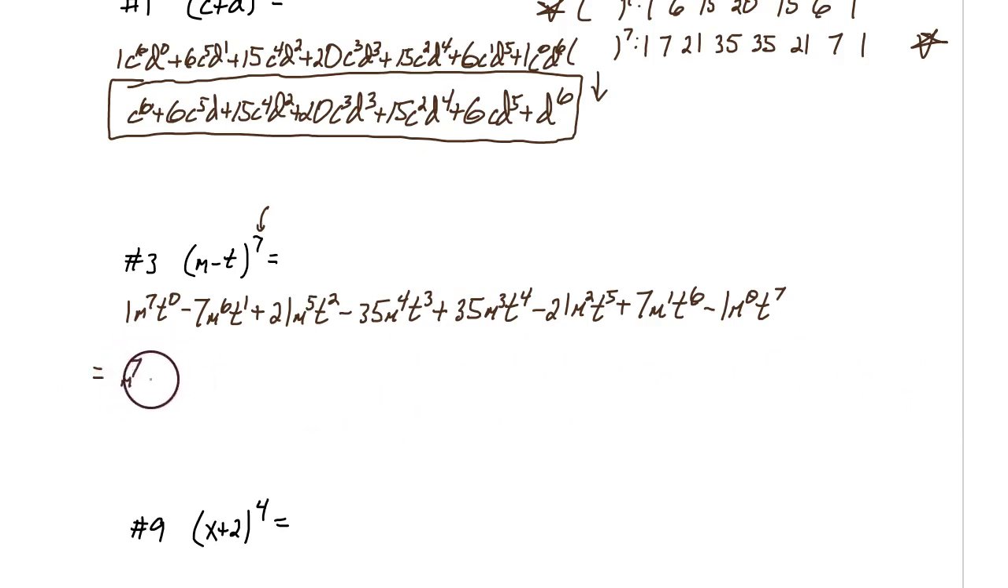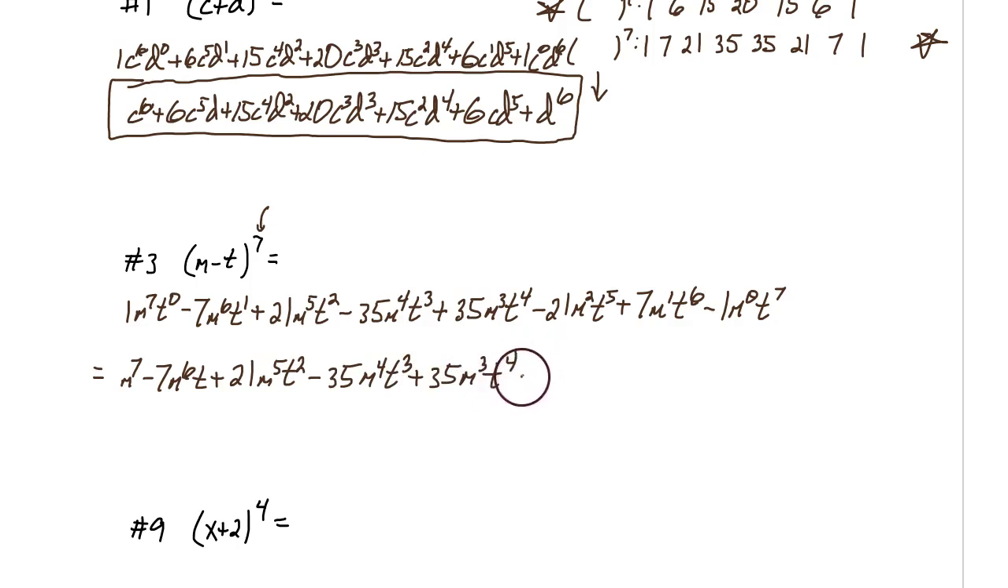m to the 7 minus 7 m to the 6 t plus 21 m to the 5th t squared minus 35 m to the 4th t cubed plus 35 m cubed t to the 4th minus 21 m squared t to the 5th plus 7 m t to the 6th minus t to the 7th.